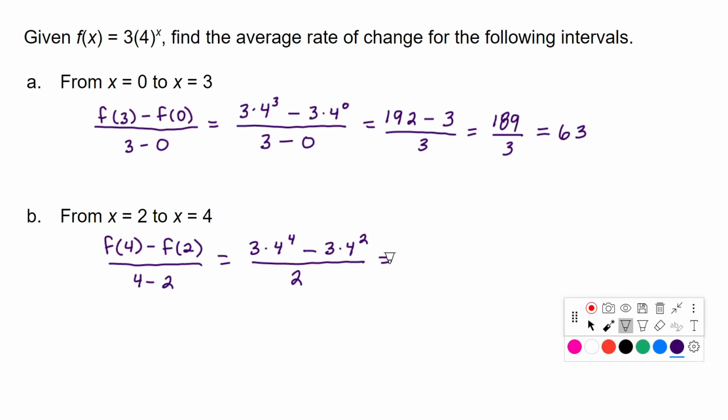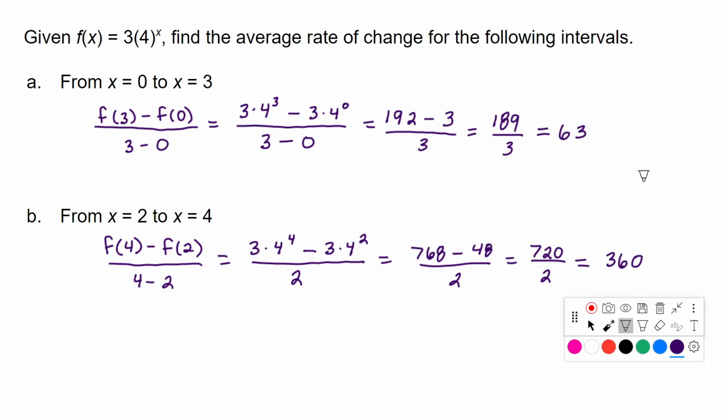So 3 times 4 to the fourth is 768. We're going to subtract 3 times 4 squared is 48, and we're going to divide this by 2. So 768 minus 48 is 720, divided by 2 is an average rate of change of 360.